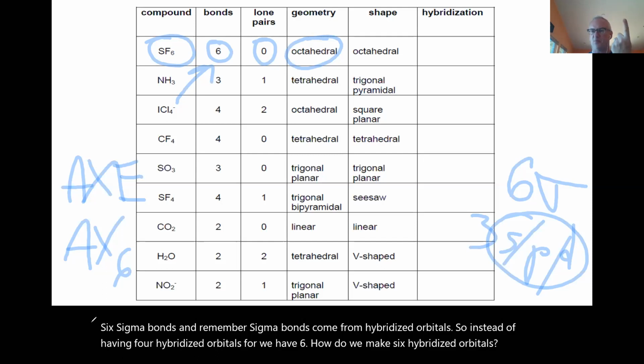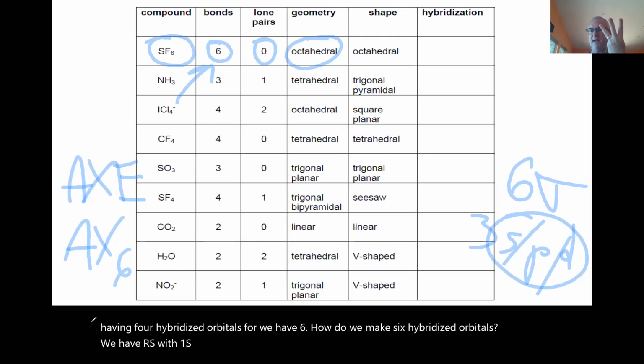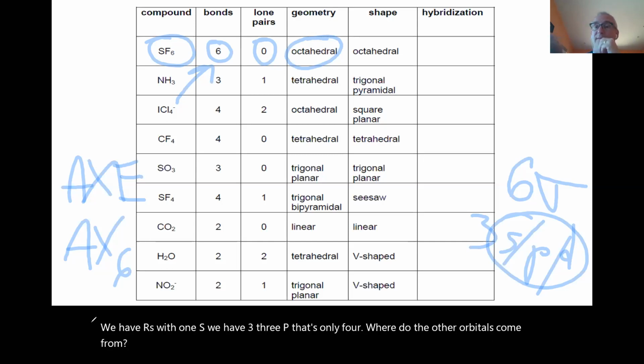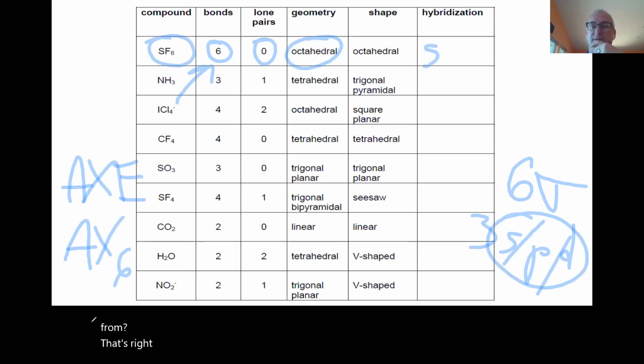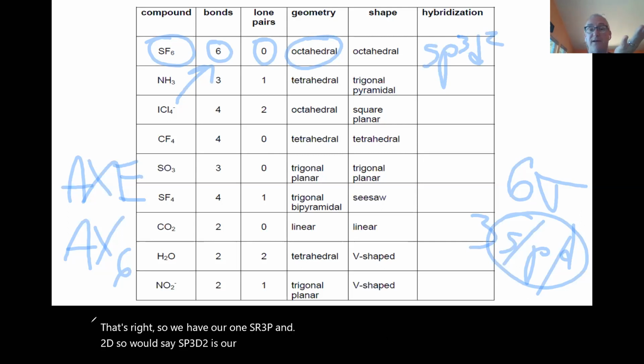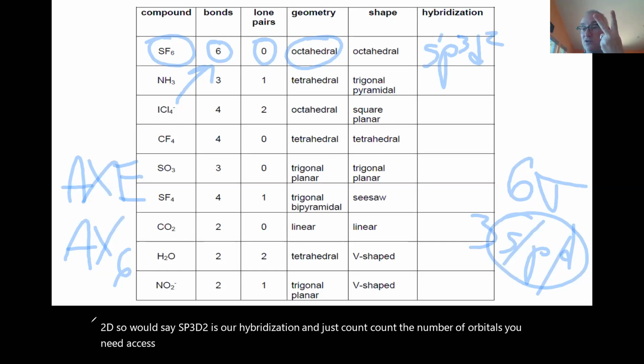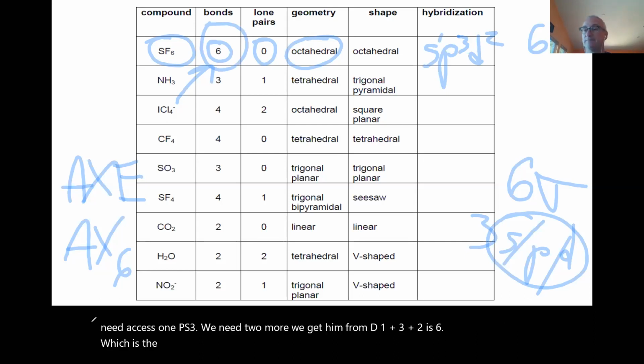We have our S, we have 1 S, we have 3 P, that's only 4. Where do the other orbitals come from? Would it be D2? That's right. So we have our 1s, our 3p, and 2d. So we'd say sp3d2 is our hybridization. And just count the number of orbitals you need. S has 1, p has 3, we need 2 more. We get them from d. 1 plus 3 plus 2 is 6, which is the number of bonds that it makes.